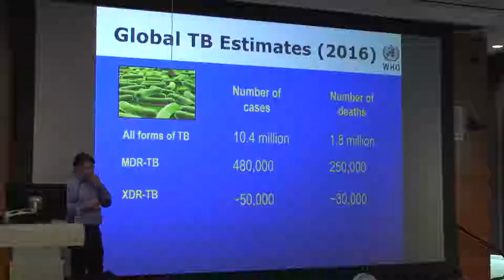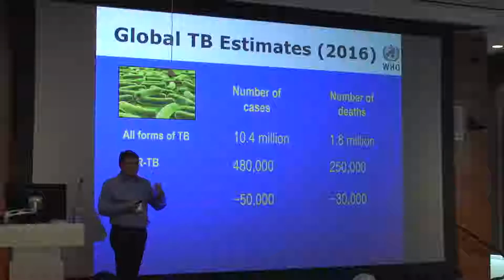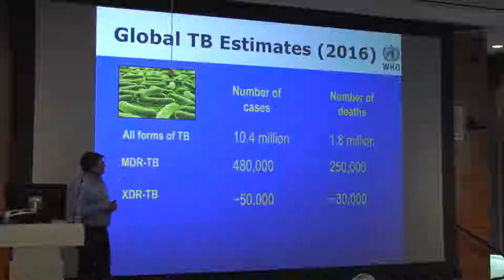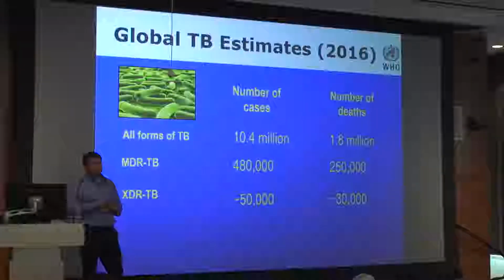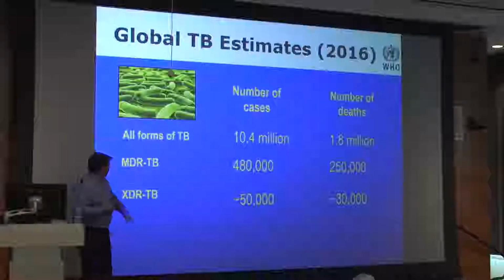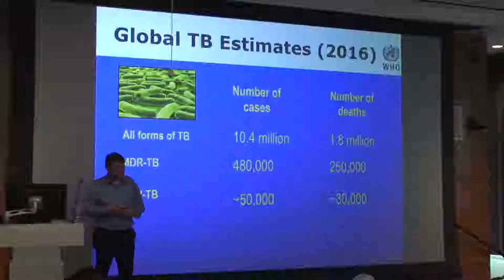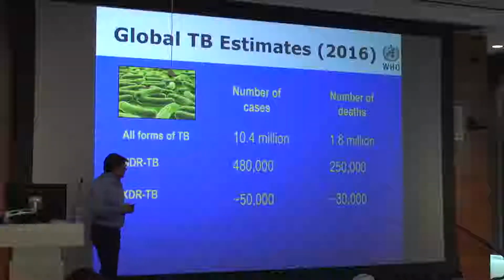Here are the latest figures of TB today, and some of these were shown yesterday by Nitin. 10 million new cases every year, 1.8 million deaths every year. Here are the numbers of multi-drug resistant TB, extensively drug-resistant TB. What I really would like to highlight here is the bad news.